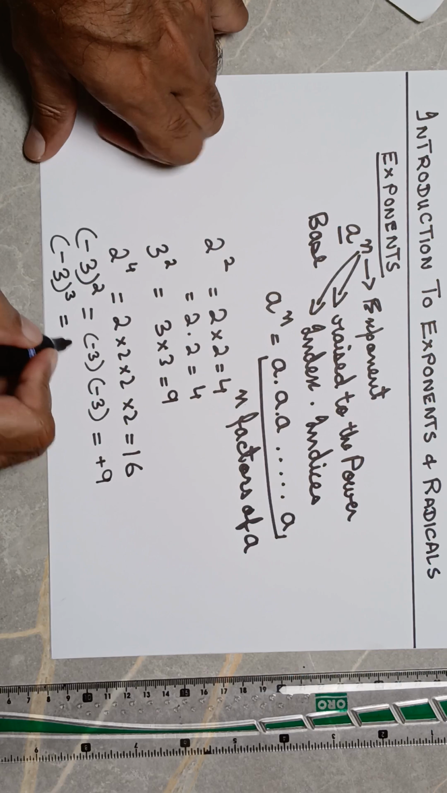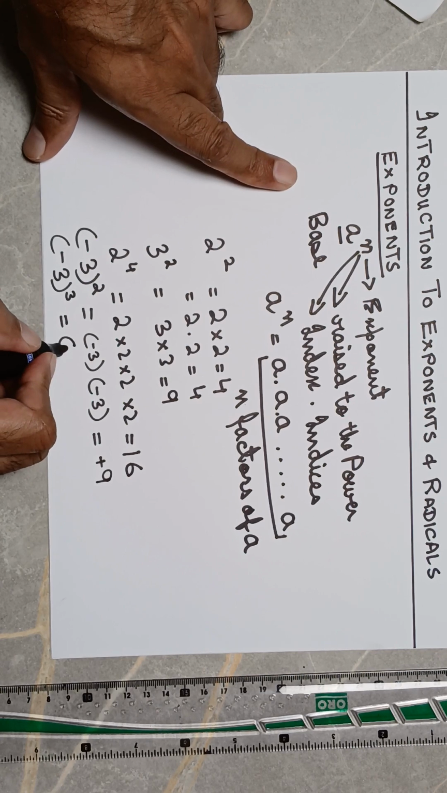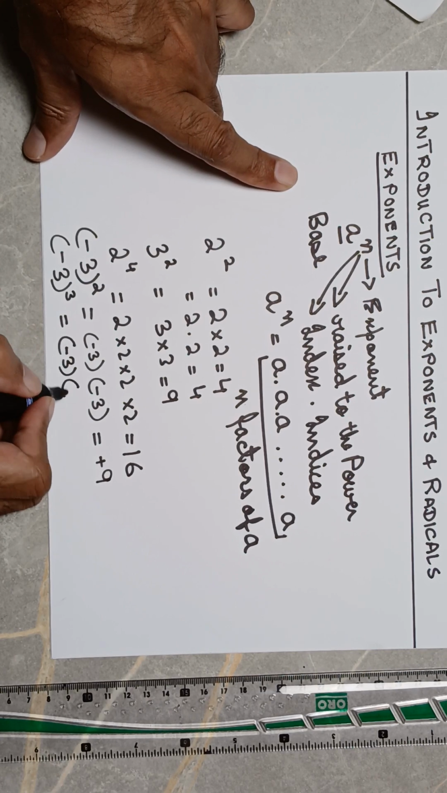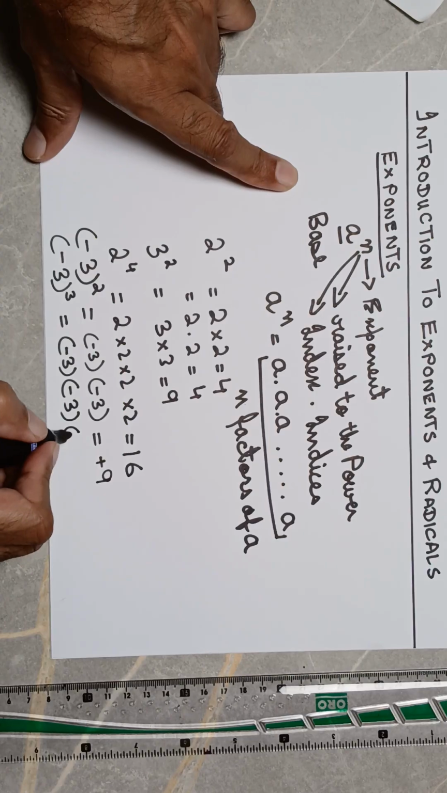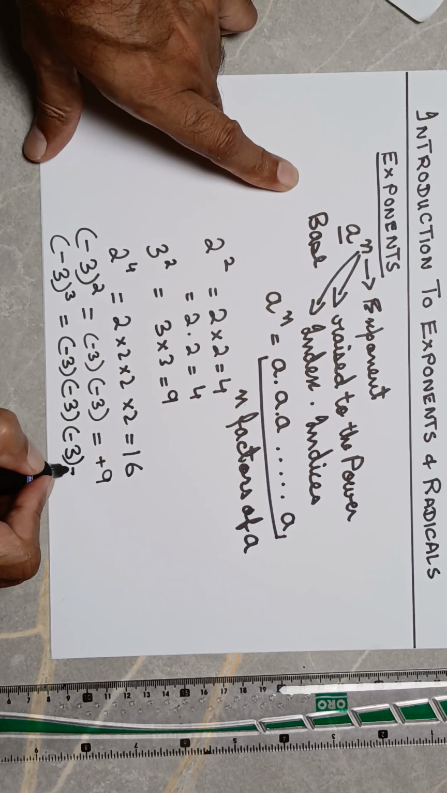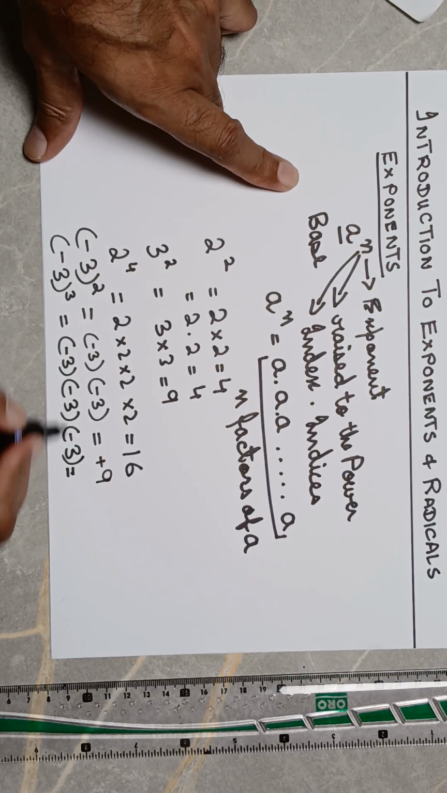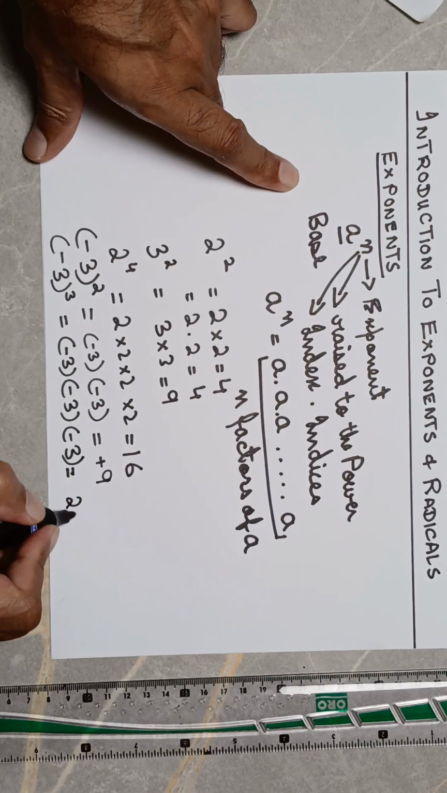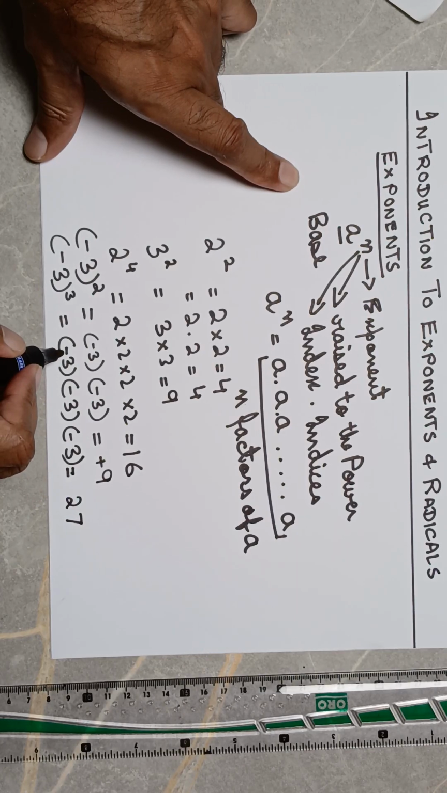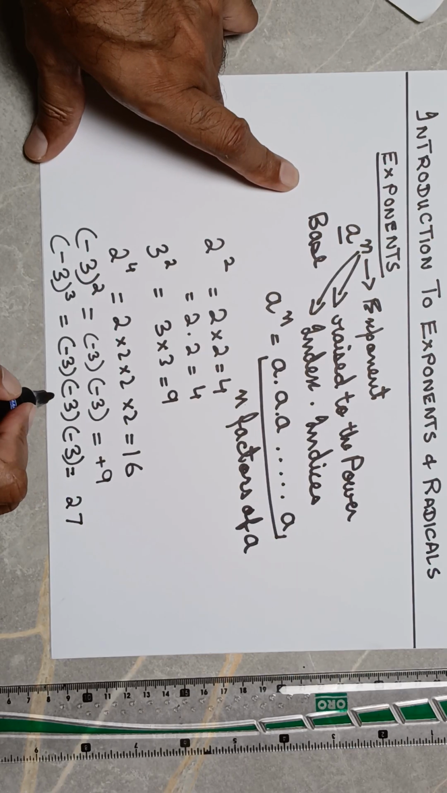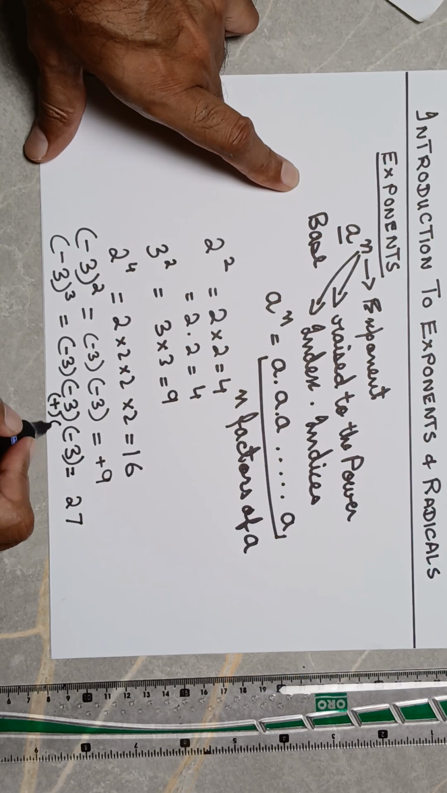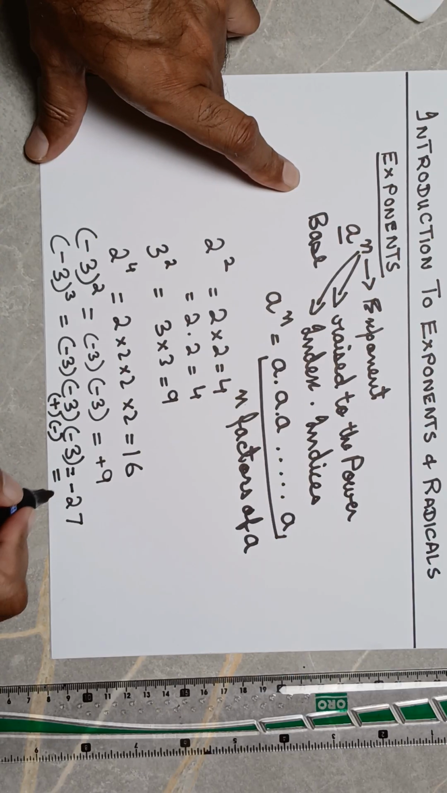Simply you can compare it with (minus 3) cube. What will you get if you multiply minus 3 multiplied by minus 3 and again minus 3? 3 multiplied by 3 is 9, 9 multiplied by 3 is 27. But when you multiply minus and minus, you will get a plus. And when you multiply this plus with this minus, what are you going to get? You will get a minus. So it is minus 27 over here.